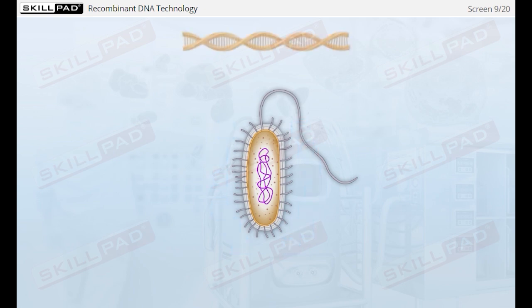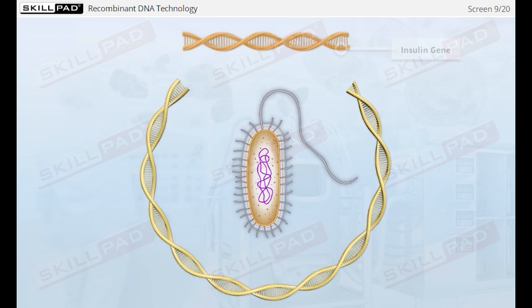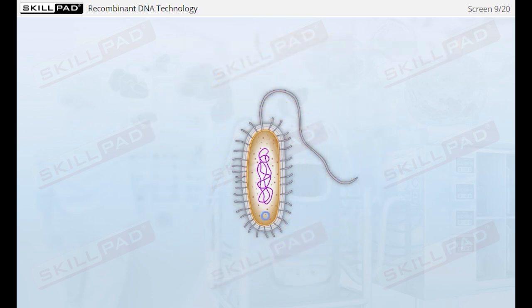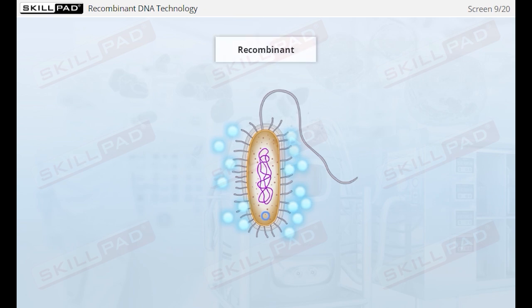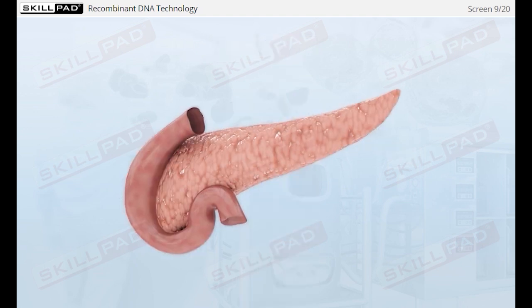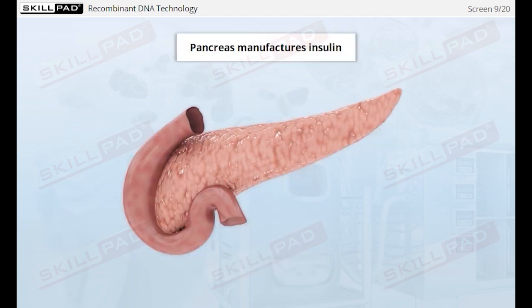In the case of recombinant insulin, the human DNA for making insulin is inserted into the DNA of E. coli, a simple type of bacteria. The bacterial DNA then becomes modified so that the bacterial cell will produce the human insulin protein. Because this process involves recombining the DNA of two different organisms, it is called recombinant. The manufactured insulin then performs the same function as naturally occurring insulin in the body.